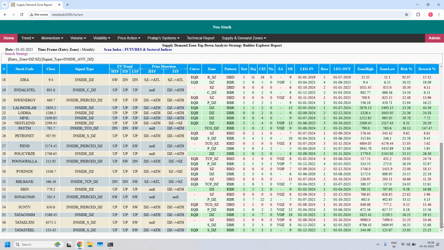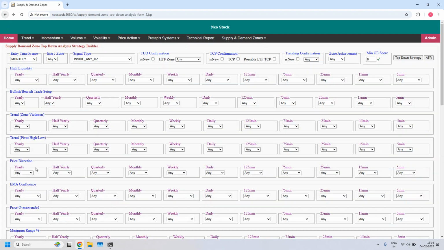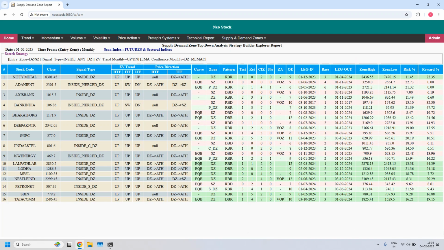We can further filter this list based on monthly EMA Confluence for the monthly demand zones. So in the EMA Confluence at monthly time frame, I am setting the filter monthly demand zone having monthly EMA Confluence, and trend on the monthly time frame is either up or down. With these filters, we got 16 stocks out of 37. And all these 16 monthly demand zones are having monthly EMA Confluence, and current price closed inside the monthly demand zone.